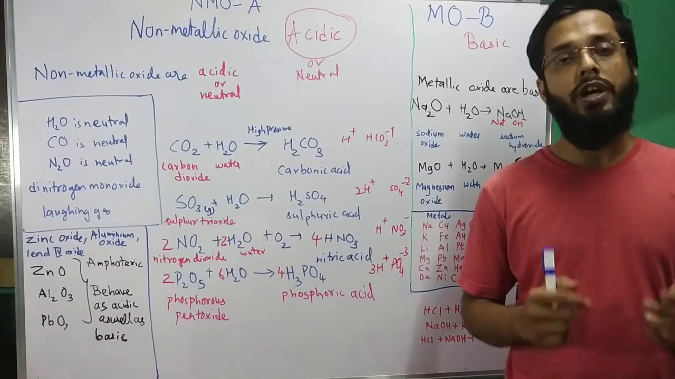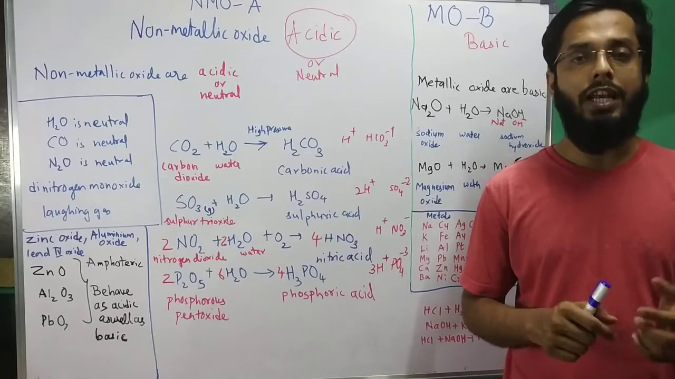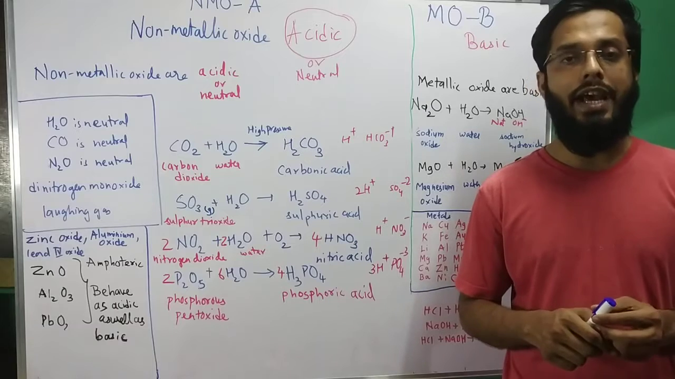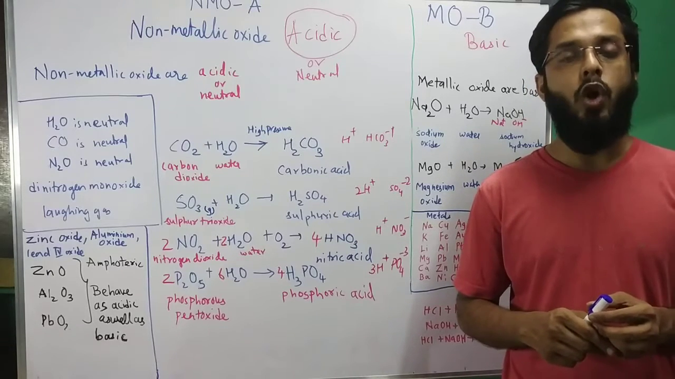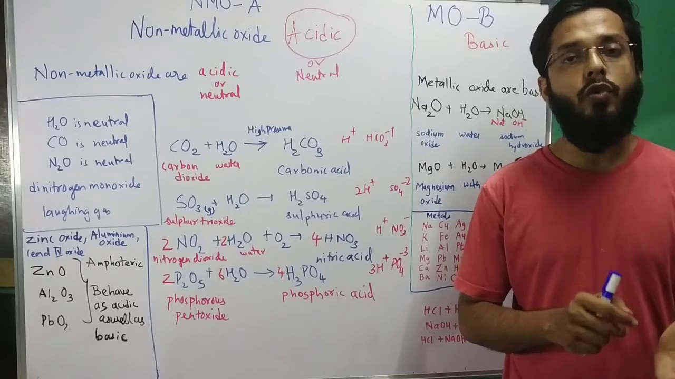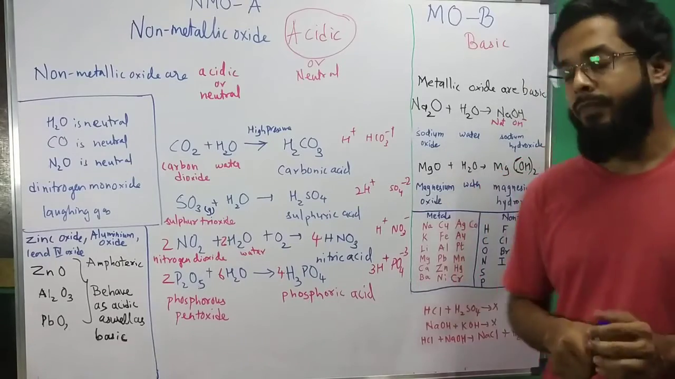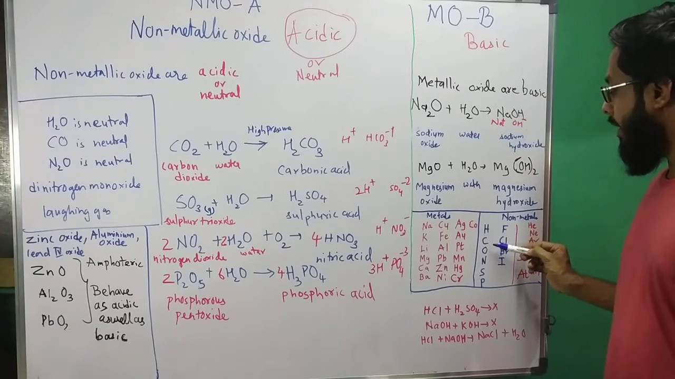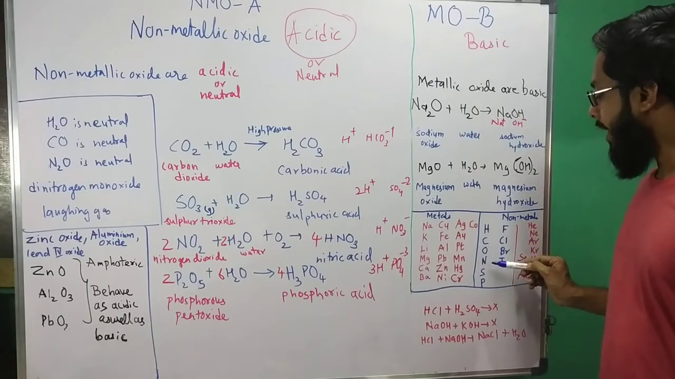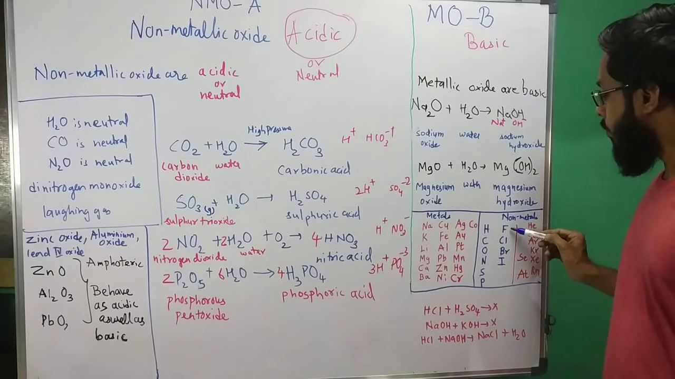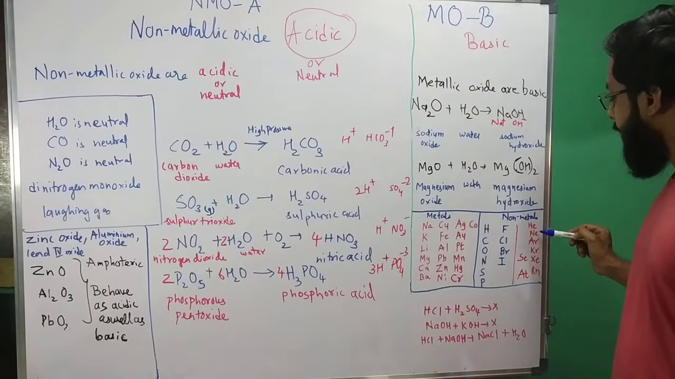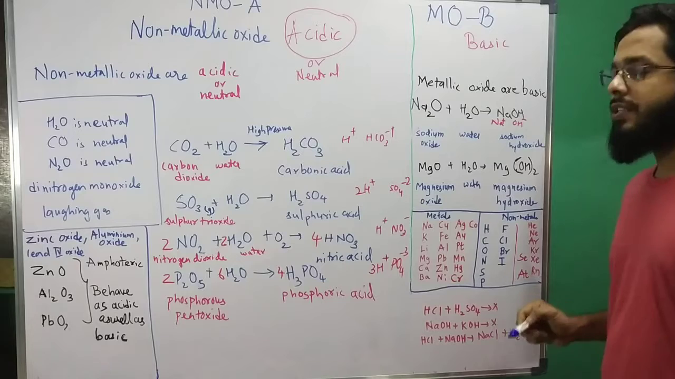And dear students, we have 18 non-metals in our periodic table. We know that there are 118 elements, out of which 18 are non-metals. And the 18 non-metals are here: hydrogen, carbon, oxygen, nitrogen, sulfur, phosphorus, fluorine, chlorine, bromine, iodine. Helium, neon, argon, krypton, xenon, radon, selenium, astatine.